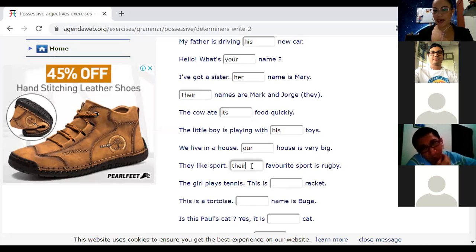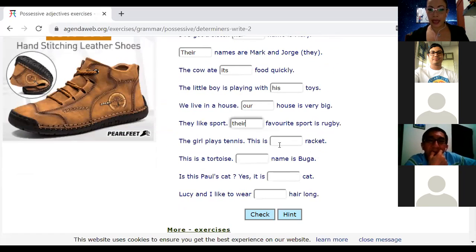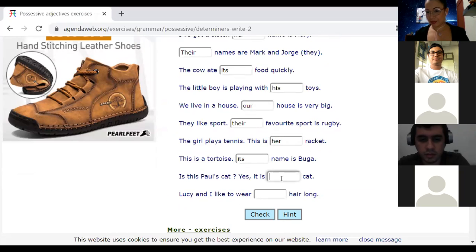They like sports. Their favorite sport is rugby. The girl plays tennis. This is her racket. Okay. Her racket. Its name is Booga. Is this poor cat? Yes. It's his cat.